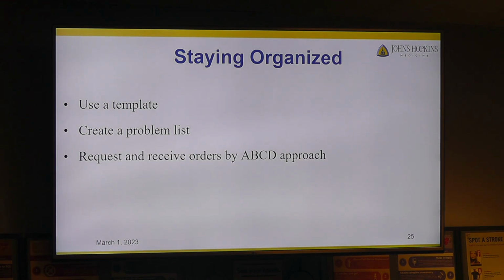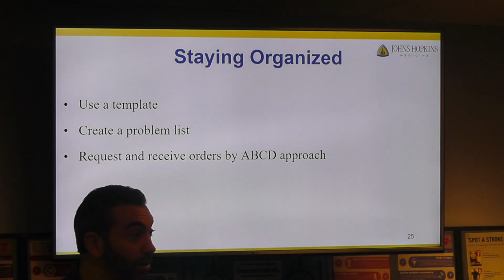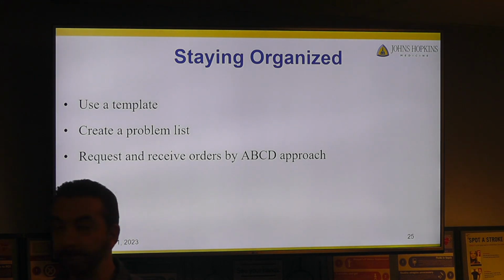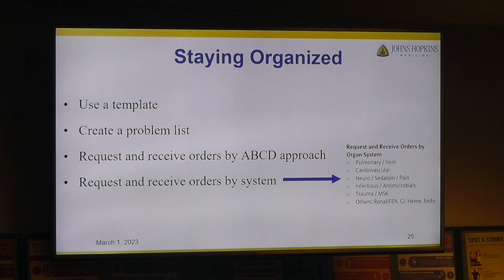And then this, I think, is also important and can be very helpful. When you have a lot of things going on, it is important to request and receive orders based on some type of an approach. That approach on a critically ill train wreck of a patient, as we say, could be an ABCD approach, and we may never get beyond that primary survey initially: airway, breathing, circulation, disability. Or on somebody maybe a little bit more stable, via a systems-based approach, like you see here.